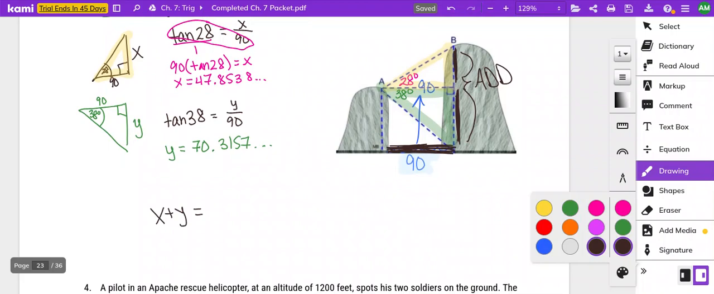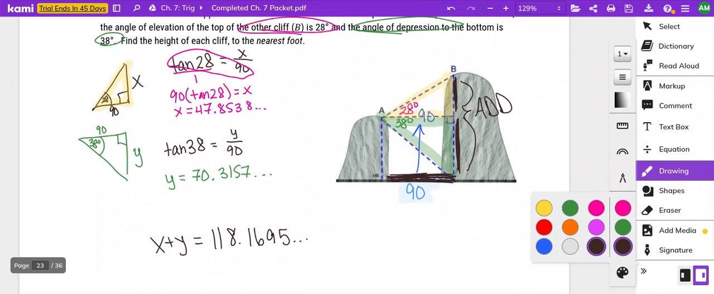And instead of rewriting them, I just like to write, oh, look, I'm adding them. And again, I'm just going to scroll up into my calculator to add them together instead of retyping it. Retyping it will make more mistakes if we retype it all. And then at the very end, we're looking for the nearest foot again. So I'm going to round this to 118 feet.